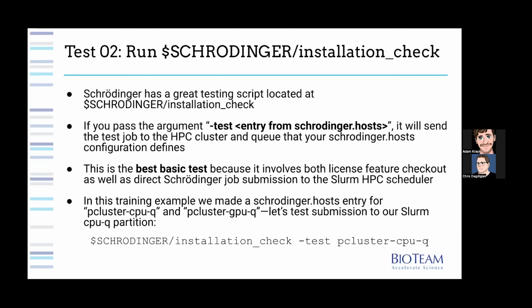So this is the best overall test because the end result of running this script will be a Slurm job, or it will be an attempt to submit a Slurm job. And this is kind of where the rubber meets the road. If you can pass the installation check, then basically you're done. You have license-aware job scheduling.